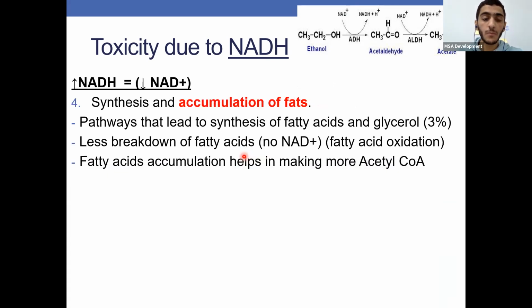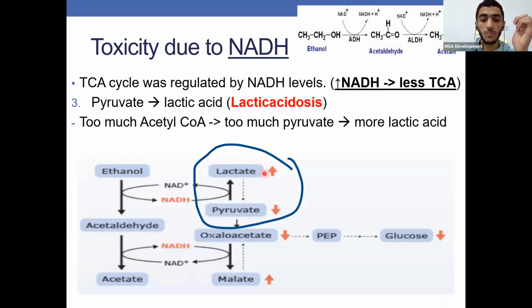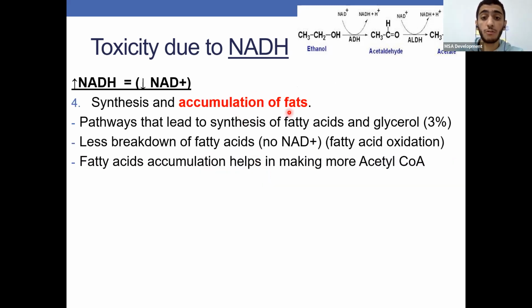Okay? Now, so these three metabolism pathways you should keep in mind for now: no gluconeogenesis, which leads to hypoglycemia, lactic acidosis, and ketoacidosis. The last one would be accumulation of fats. Now, this is going to be due to two reasons. First of all, alcohol consumption would lead to synthesis of fatty acids and glycerol.